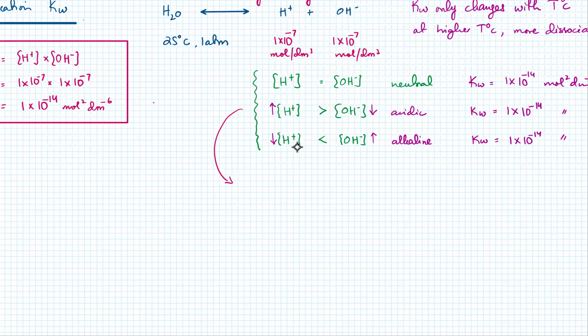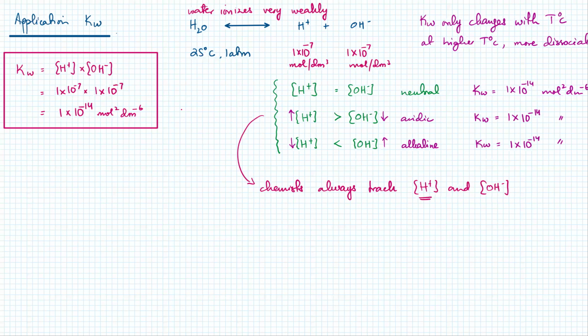So chemists always track the H plus concentration. Well, they track just one of them because the other one is like the opposite. If H plus is higher, then automatically you understand that OH ions is lower, right? So you're not tracking both of them, you're just tracking one of them. The other one is understood. It's just going to be the reciprocal of that.